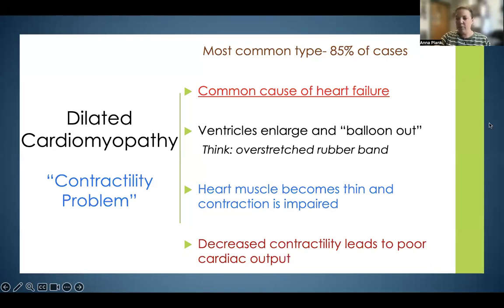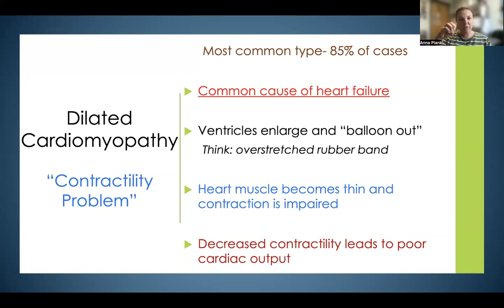Dilated, we're going to talk about probably the most. That's what you're going to see the most. 85% of your cases of cardiomyopathy are going to fall in that dilated category, right? This is a contractility problem. This is the ability of it to actually squeeze. This is a common cause of heart failure, right? We just talked about heart failure, how the muscle changes in shape and that affects its cardiac output. So when we think of the dilated, we're thinking of something that's stretched out, overstretched, that loses its ability to recoil.